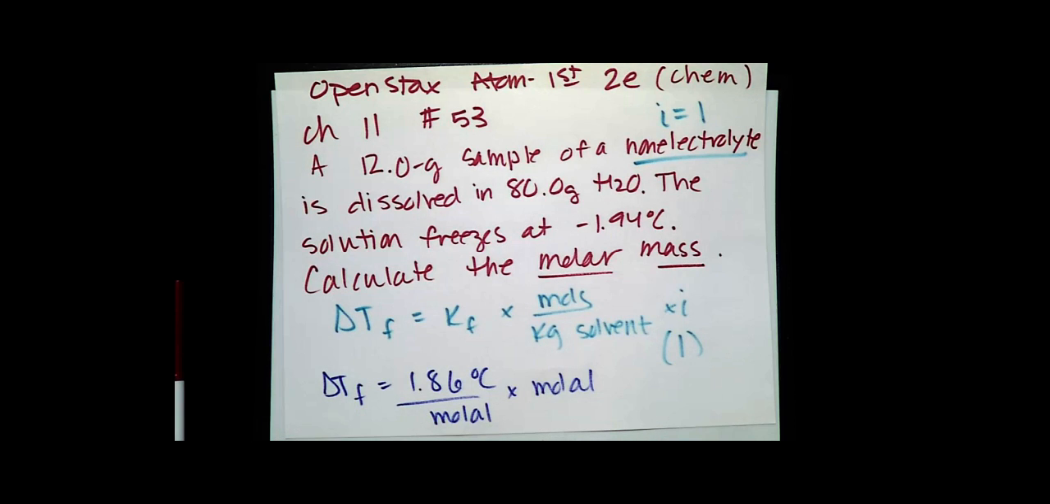Okay, so the first thing I'm going to do is convert my grams of water to kilograms of water. And I'm also going to find the delta Tf. So what I'm given is the new freezing point. I do have to know that the normal freezing point of water is 0 degrees C. So I have to take that difference, that absolute value difference, which is just 1.94. 0 minus negative 1.94 is just 1.94. So that's the difference.